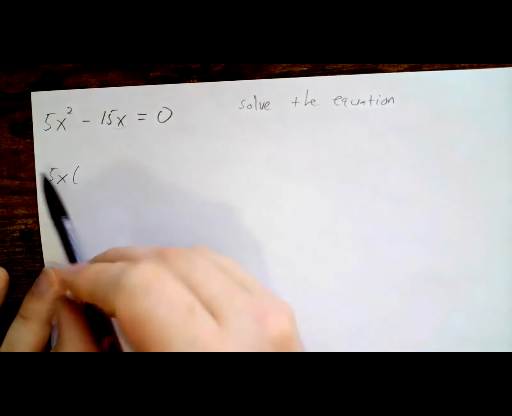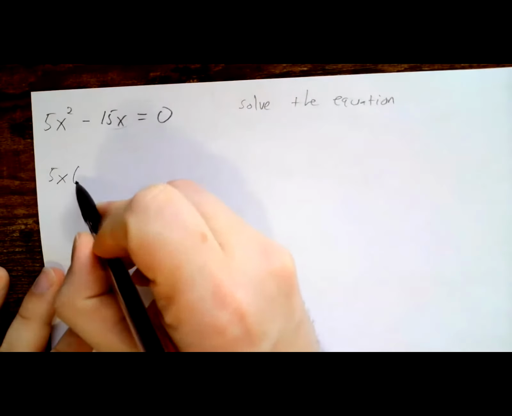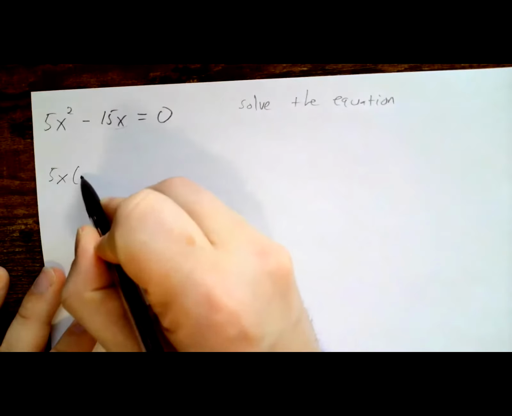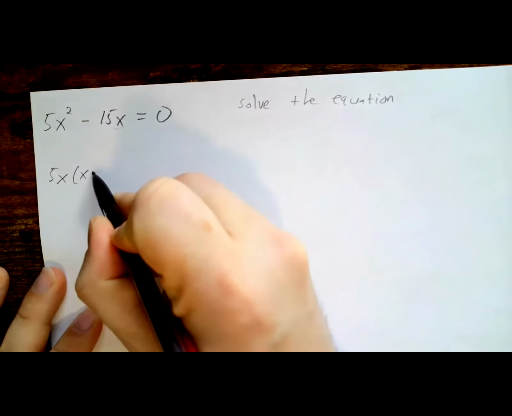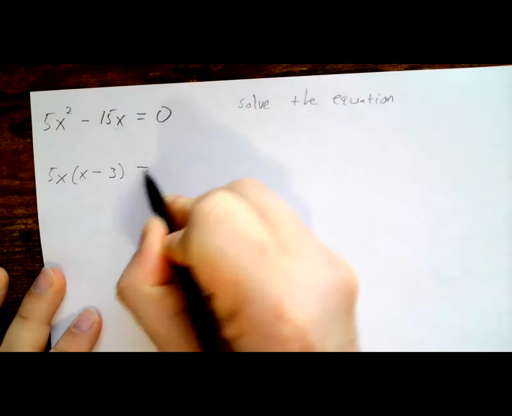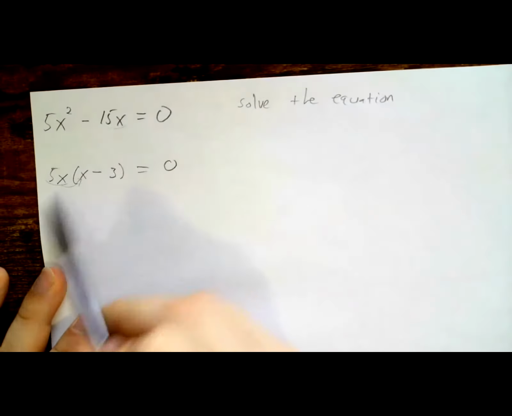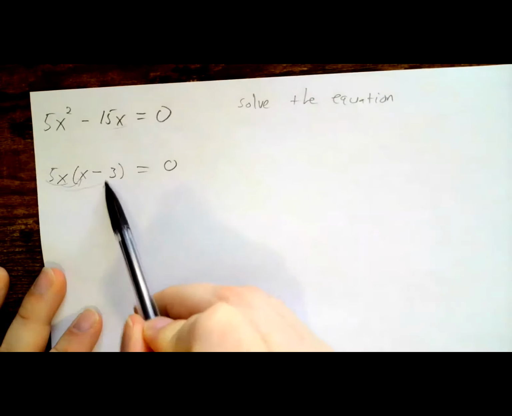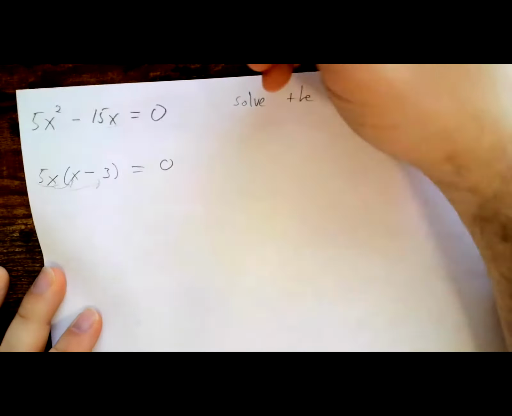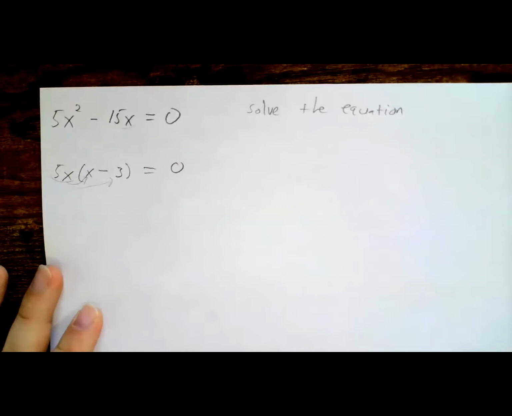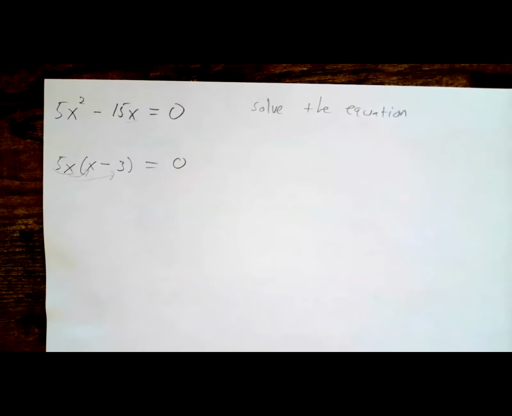in both terms. So if I take 5 times x, that's going to be 5x times x minus 3 equals 0. So to recap, 5x times x, that's 5x squared, and 5x times negative 3, that's minus 15x. So I've been searching for what we called the greatest common factor, that's 5 times x, that I can take out from both terms.